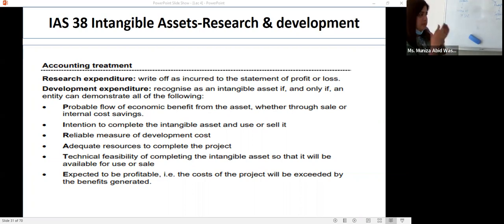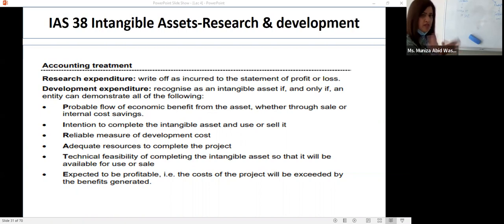One more thing. After recognizing development expenditure as an asset, the organization will be reviewing it continuously in the further years as well. If at any point it sees that any of the points is not being met, then it is going to write it off in the statement of profit or loss. It will be written off immediately. Subsequently, it will be reviewed.